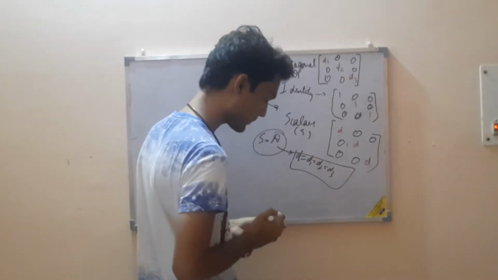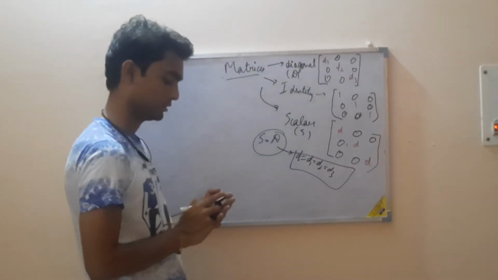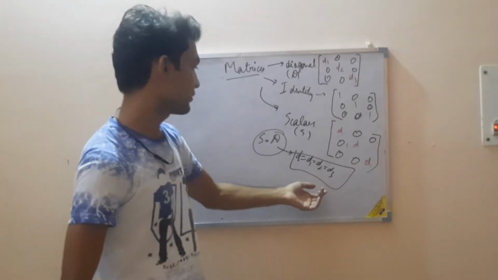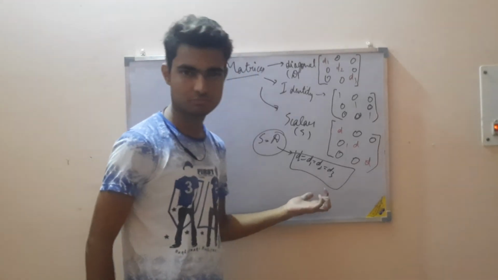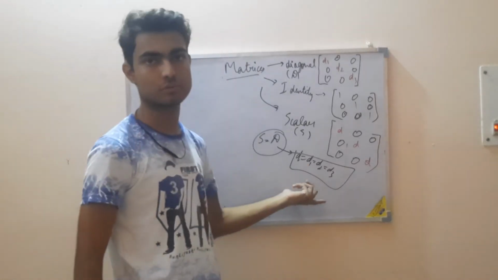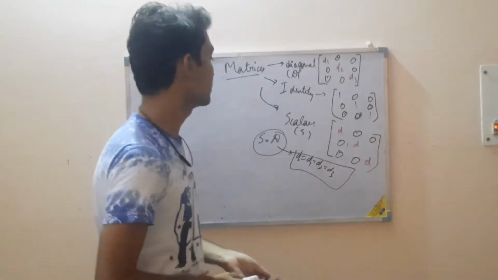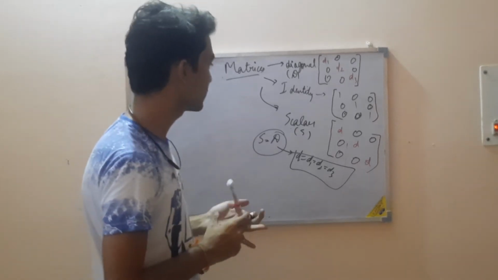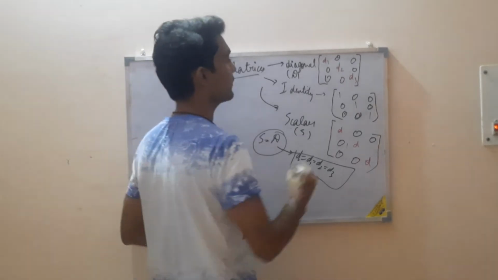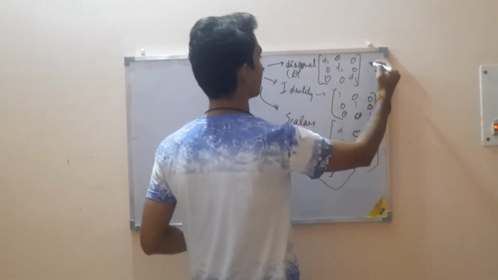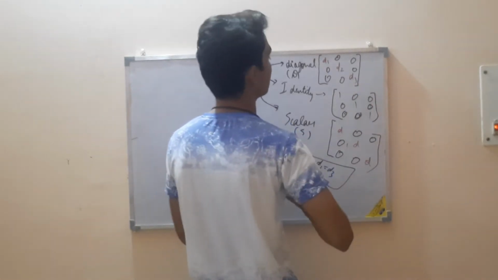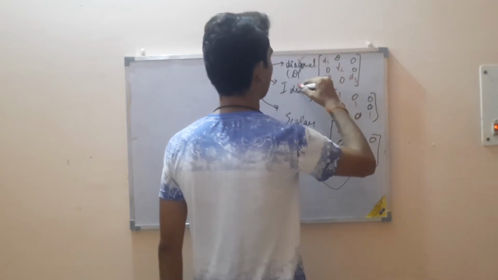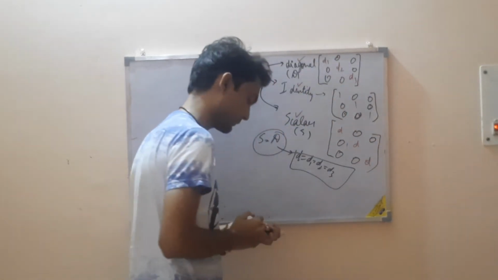This is an important concept, and it can be asked in the form of MCQs also. Now we have covered the diagonal matrix, identity matrix, and scalar matrix.